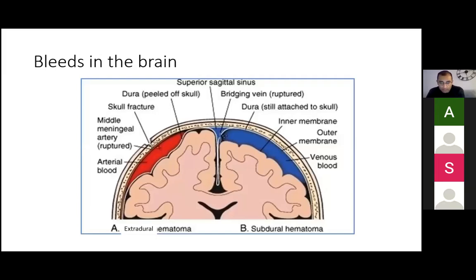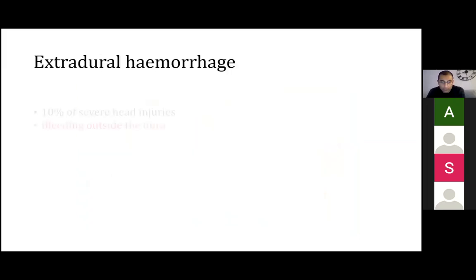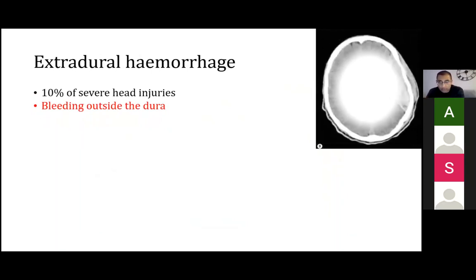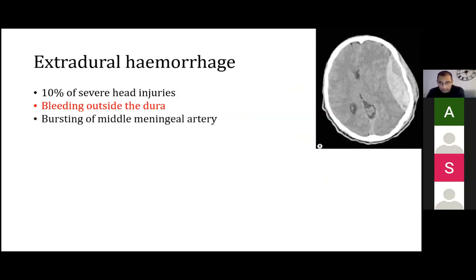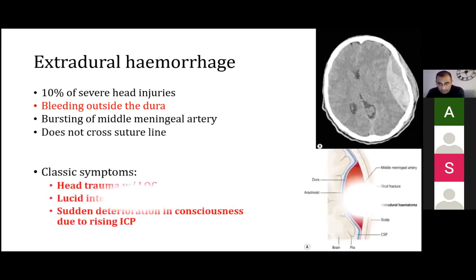And then we've got our classic bleeds. So we've got our subdural hematomas, which can be acute or chronic, and we've got your extradural hematomas. So just going over them. So extradural hematomas, 10% of severe head injuries is bleeding outside the dura. As you can see, there's a picture. It's classically due to the middle meningeal artery. And because it's extradural, it doesn't cross the suture lines.